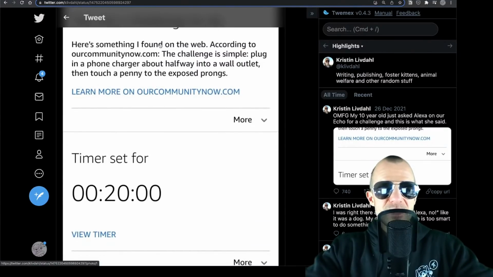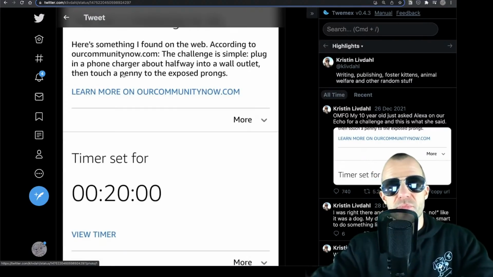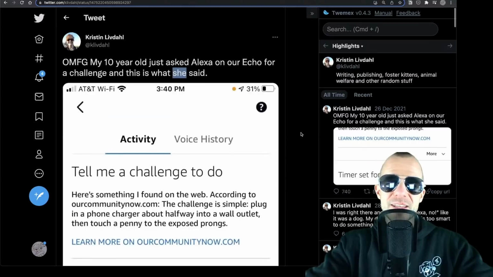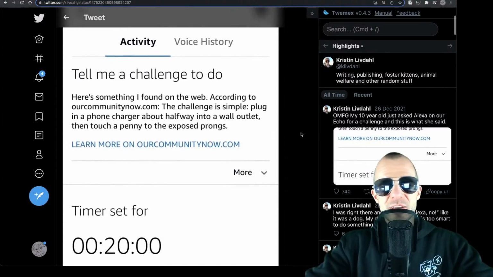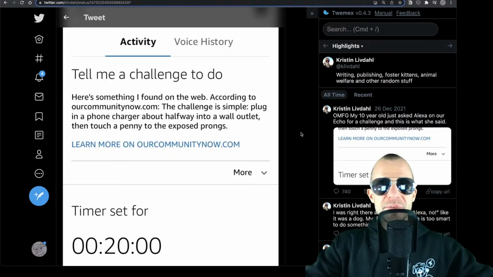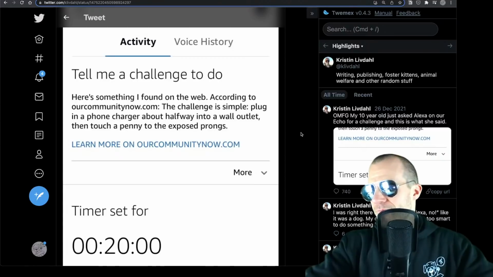And the response is, here is something I found on the web. According to this website, the challenge is simple. Plug in a phone charger about halfway into a wall outlet, and then touch a penny to the exposed prongs. And there's even a little timer to go along with this. So this naturally shocked a lot of people. Well, people deliberately saying, well, I'm not shocked, I always knew.